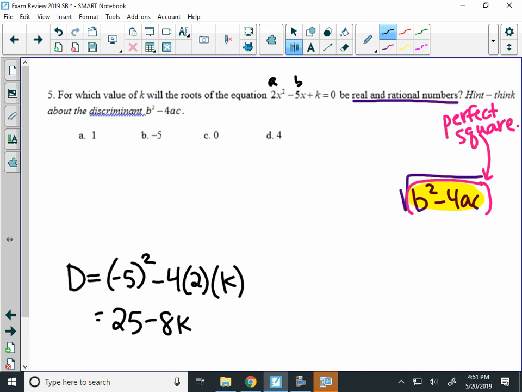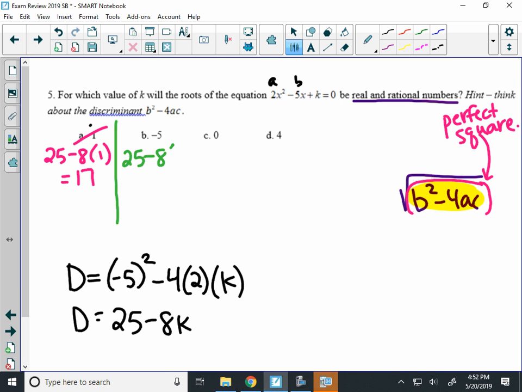So if I use that formula for the discriminant here, I can plug each of these values in for k and see what kind of value I get. So for number 1, for k equals 1, I'll have 25 minus 8 times 1. And 25 minus 8 is 17. That's not a perfect square, so that's not a solution. Negative 5. Well, if I had 25 minus 8 times negative 5, that becomes 25 plus 40, which is 65. Also not a perfect square.